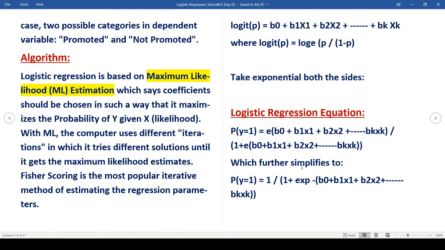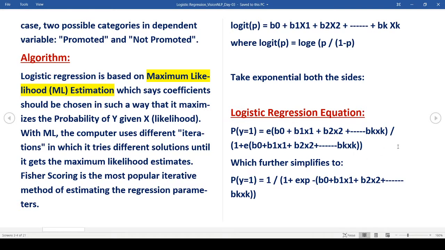And the algorithm we are using here is the logistic regression, which is based on maximum likelihood estimation. If you remember, in linear regression we talked about the algorithm called least square estimation. It is similar to maximum likelihood estimation. That means it maximizes the probability of y given x. Whatever happens in x will automatically change y, right?